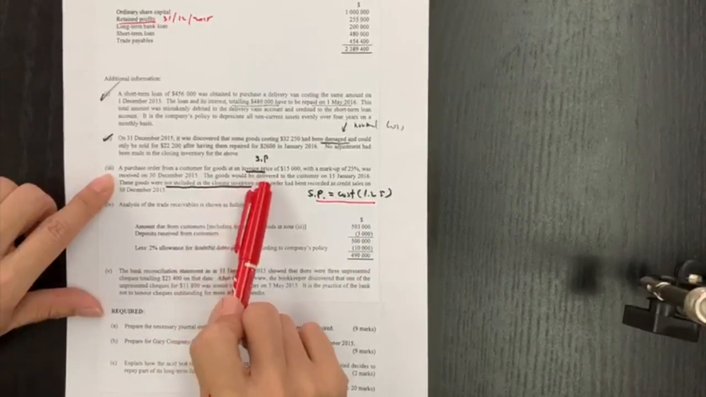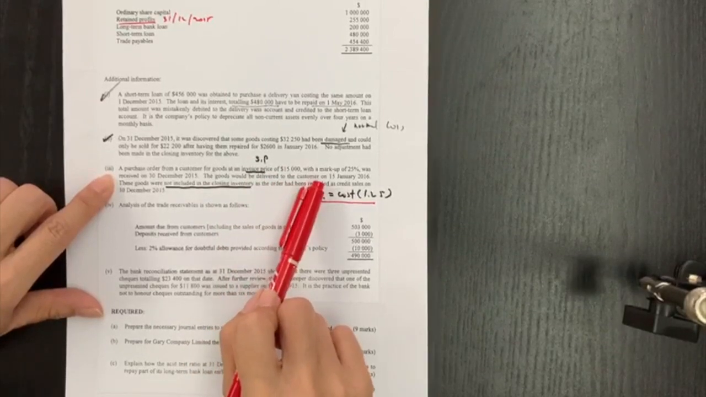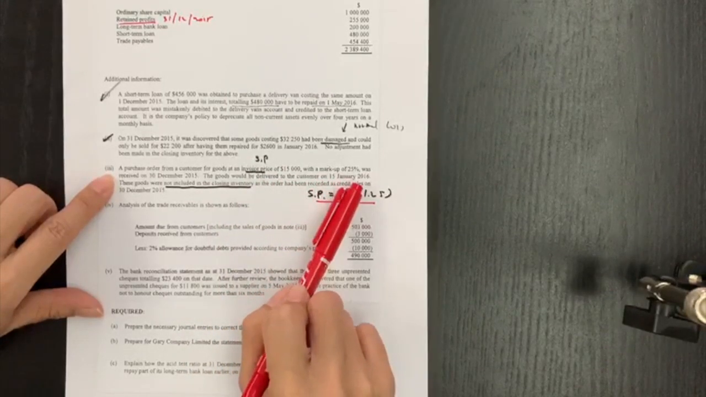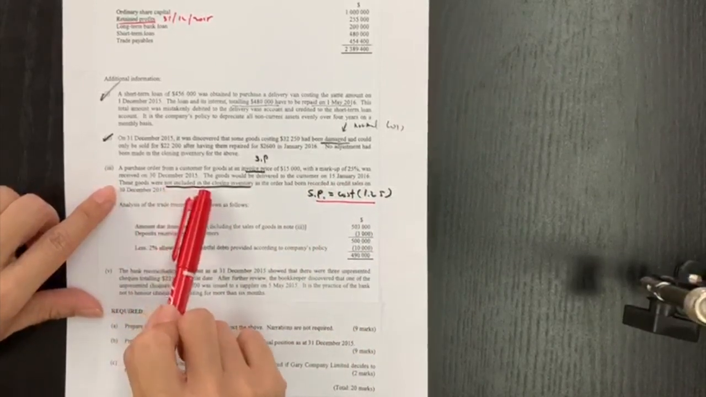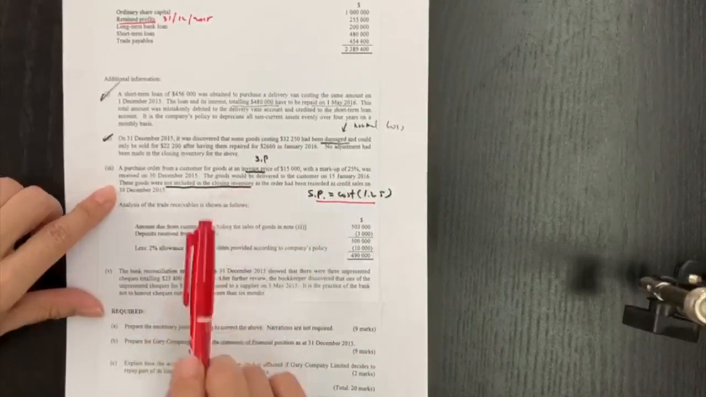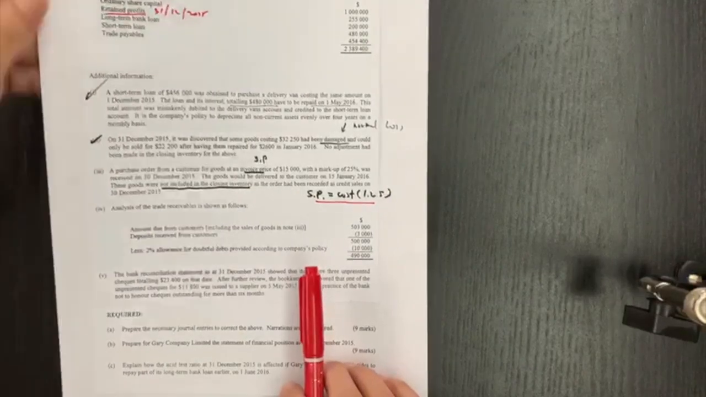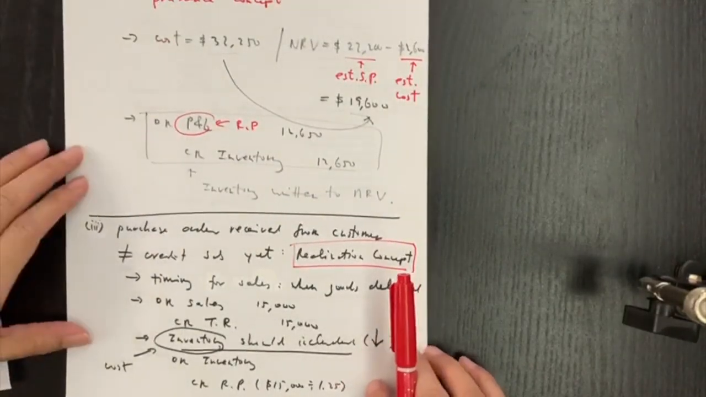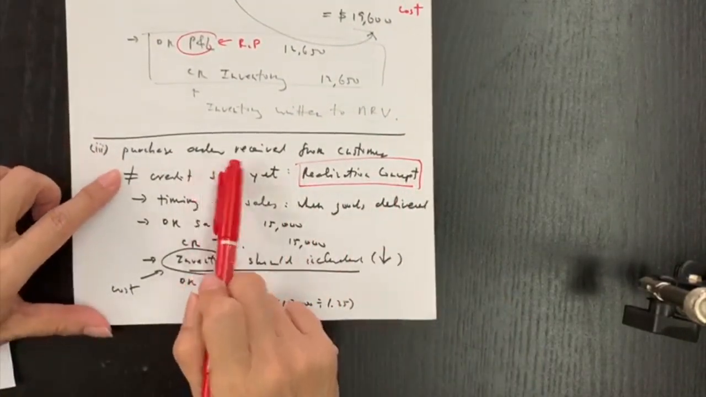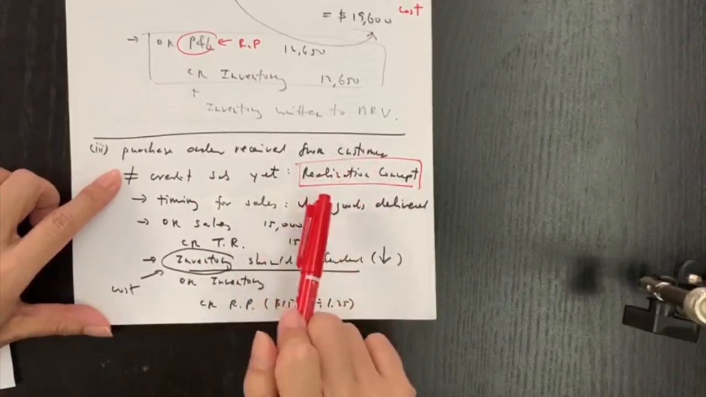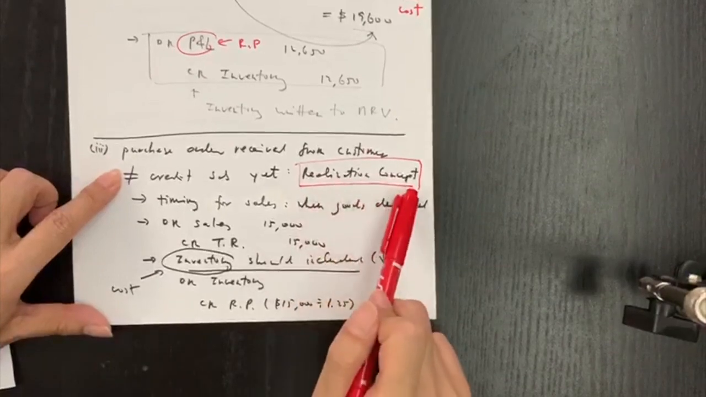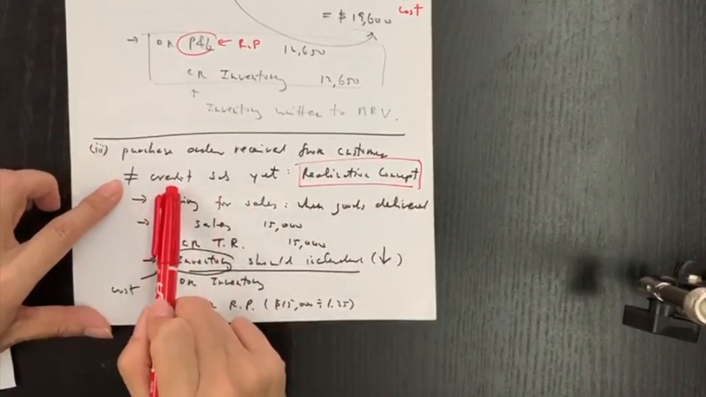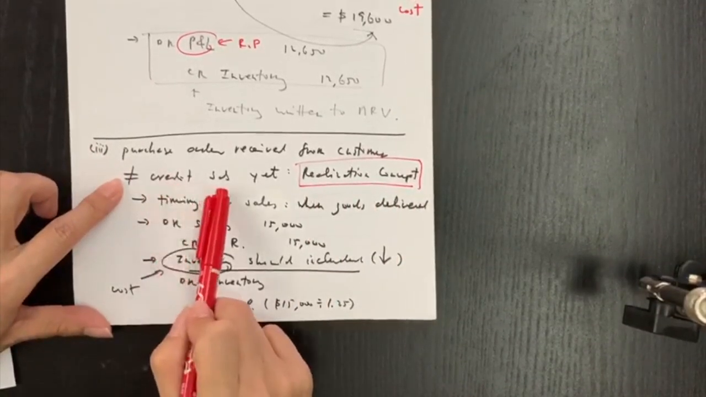The goods would be delivered to the customer on 15 January 2016. These goods were not included in the closing inventory. Now, here we have the analysis. When we have a purchase order received from a customer, according to the realization concept, the earning process is not completed yet. Therefore, we should not treat this as credit sales.